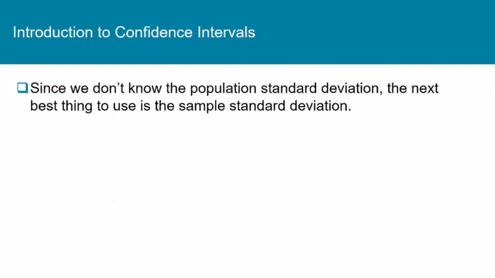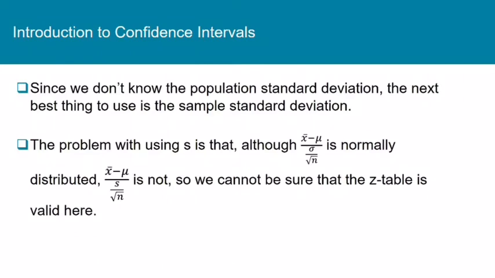Well, you might already be thinking that since we don't know the population standard deviation, couldn't we just use the sample standard deviation as a substitute? And that is actually a pretty good idea. But the problem is that although x bar minus mu divided by sigma over square root of n is normally distributed, x bar minus mu divided by s over square root of n is not normally distributed. So we can't really be sure that the z-table is valid. In fact, we can be pretty sure that it's not.